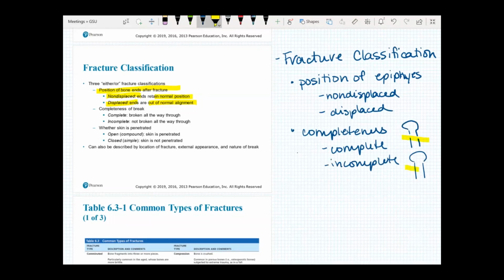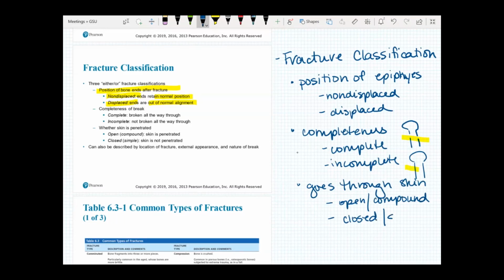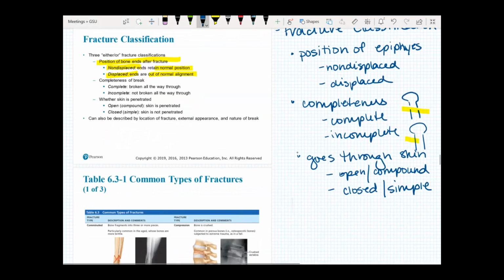And then you can also classify a break by whether or not it goes through the skin. If it goes through the skin, it's going to involve a lot more external blood. That would be an open, or sometimes called a compound, fracture. It means that it has gone all the way through the skin. Or you can have a closed, sometimes called a simple, fracture, which means the skin is still intact.